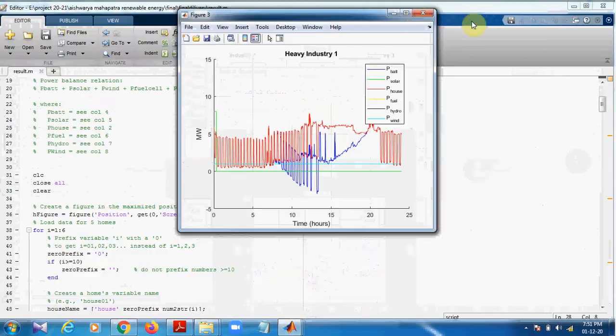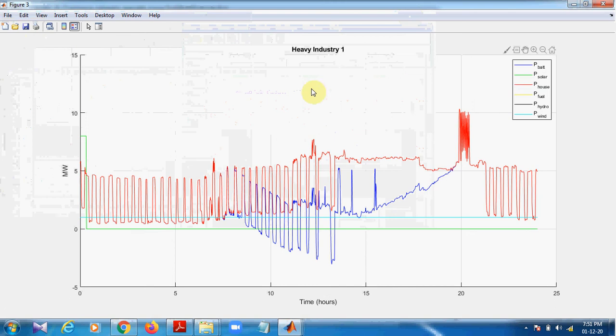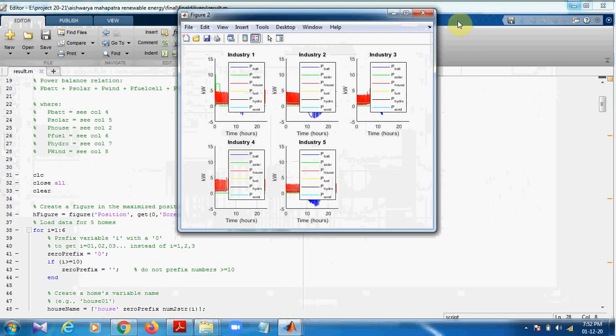This is the graph which shows the power utilization of heavy industry. We have created a 24-hour simulation. See, the values go from 0 to 25, so up to 24 it is plotting the value. So this is the 24-hour simulation. Within the 24 hours, this shows how the heavy industry is utilizing various power. These are the various powers provided by different sources like the battery, solar, fuel cell, hydro, wind, and all. All the respective colors represent the total power consumption from various sources by heavy industry.